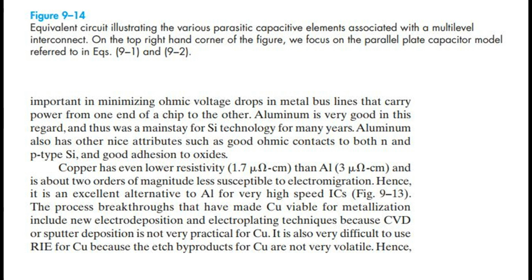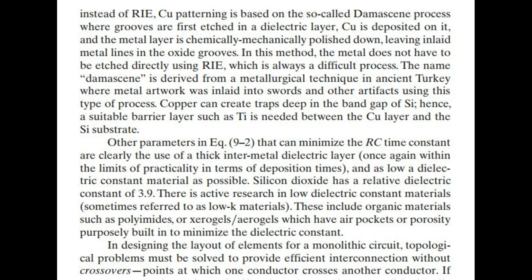It is also very difficult to use reactive ion etching for copper because the etch byproducts for copper are not very volatile. Hence, instead of reactive ion etching, copper patterning is based on the so-called Damascene process where grooves are first etched in a dielectric layer, copper is deposited on it, and the metal layer is mechanically polished down, leaving inlaid metal lines in the oxide grooves.